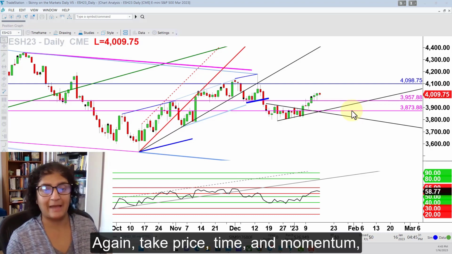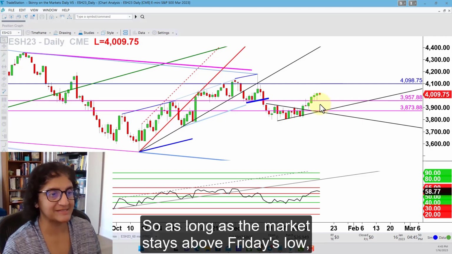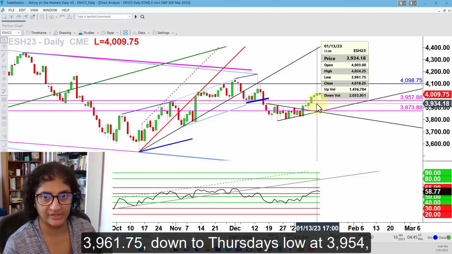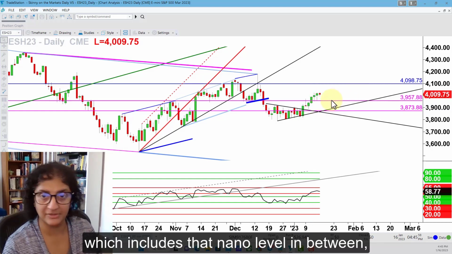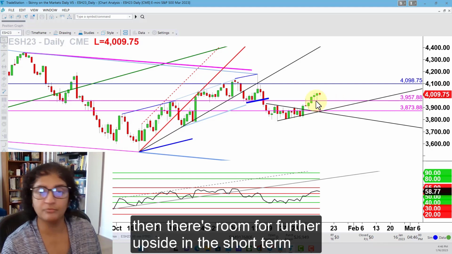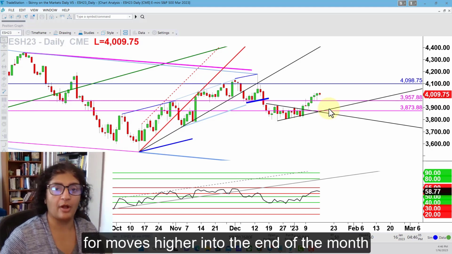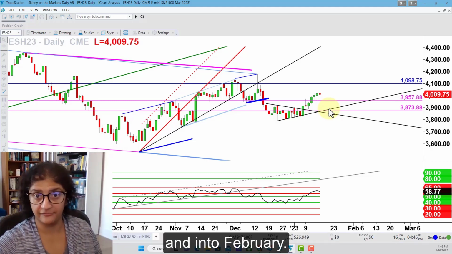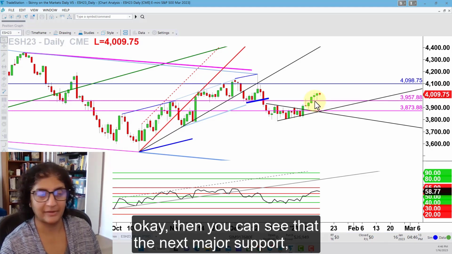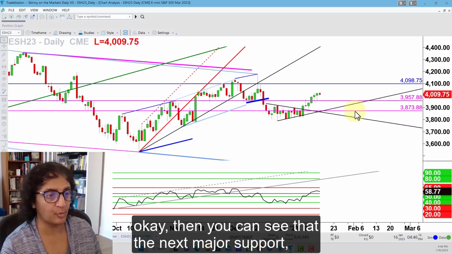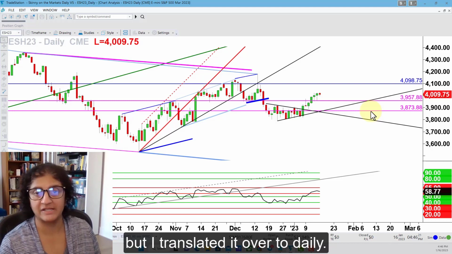Again, take price, time, and momentum, and price analysis includes things like candlesticks. So as long as the market stays above Friday's low, 3961.75, down to Thursday's low at 3954, which includes that nano level in between, then there's room for further upside in the short term within the context of a bigger picture forecast for moves higher into the end of the month and into February. On the flip side, if there's a break below those levels, then the next major support, this 3873.88, was calculated on a weekly candlestick pattern, but I translated it over to daily.